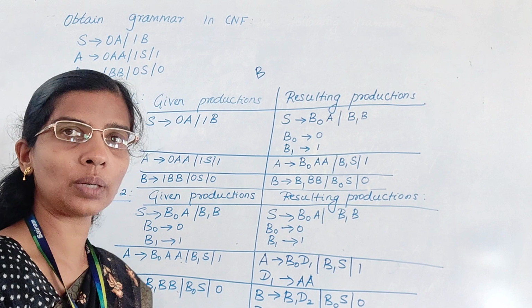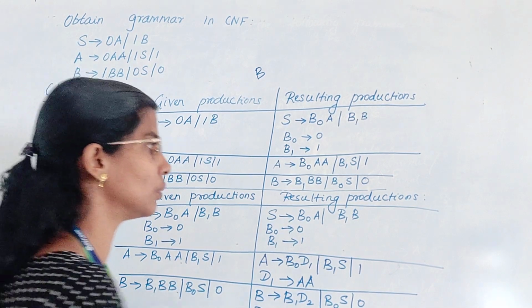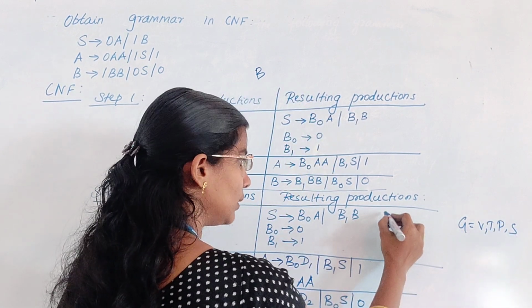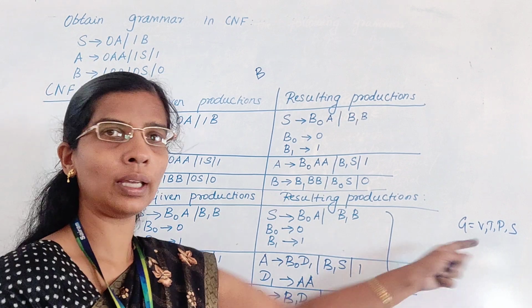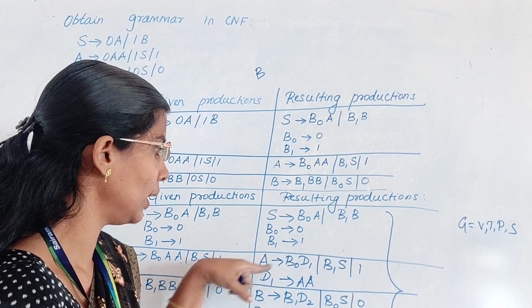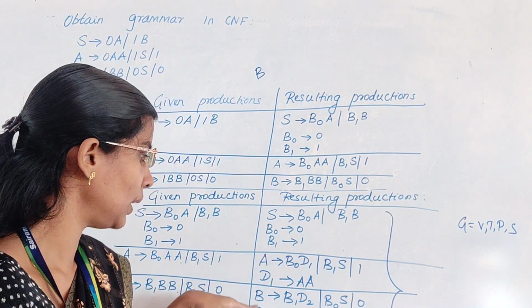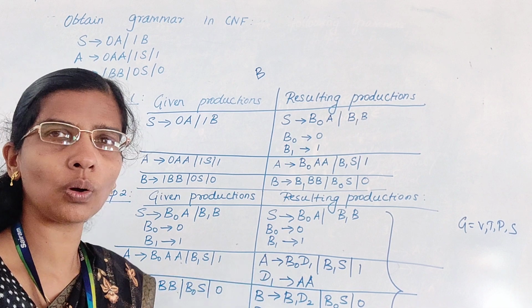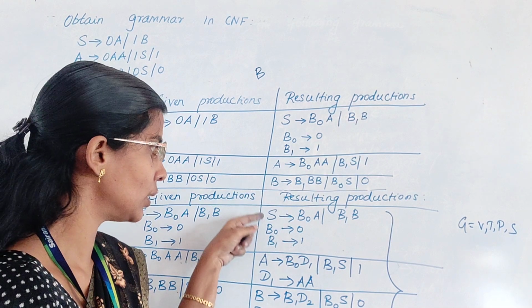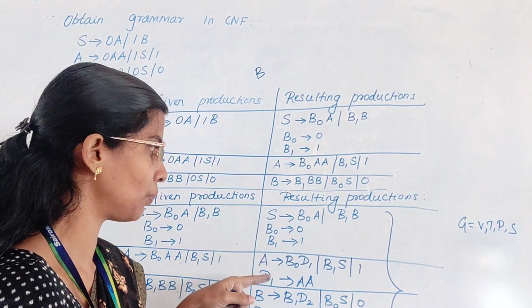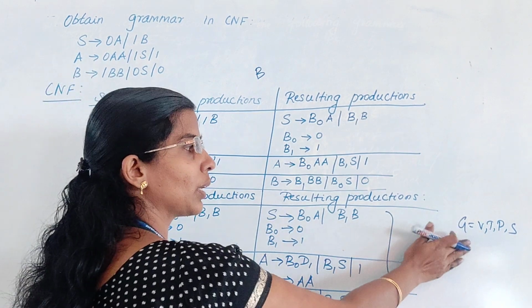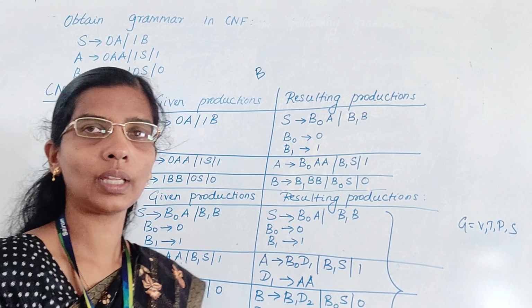Now what you have to write? You have to write your final grammar. What is that? G is equal to (V, T, P, S). Look at this resulting production and write all the variables. What are the variables I have? S, B0, B1, A, D1, B, D2. Write all the capital letters. Then what are the terminals? Terminals are 0 and 1. Productions are 1, 2, 3, 4, 5, 6, 7, so 7 productions. And which is your start symbol? Yes, S is your start symbol. You can complete your grammar. Thank you.